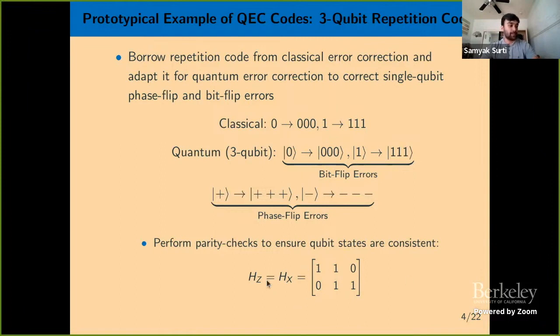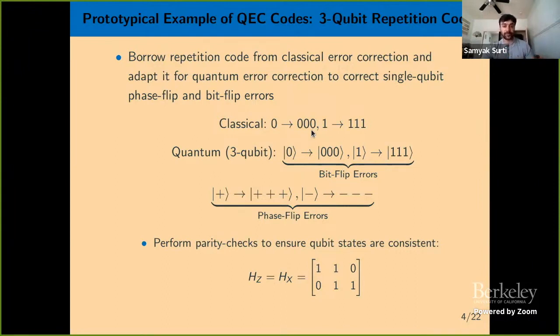So by applying these checks, we can see, okay, there must be an error on the first 2 qubits, or there must be an error on the second 2 qubits. And based on this information, we can determine what's the correct correction operator to apply and return ourselves to the right state. But as you might know, these only correct bit flip and phase flip errors individually.